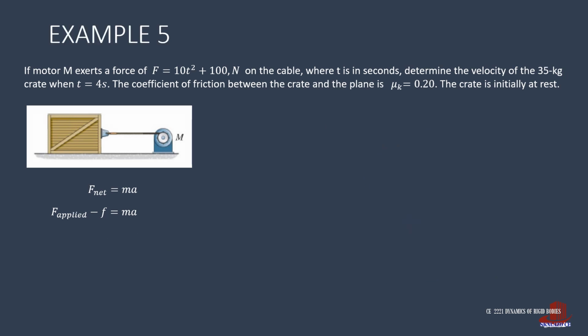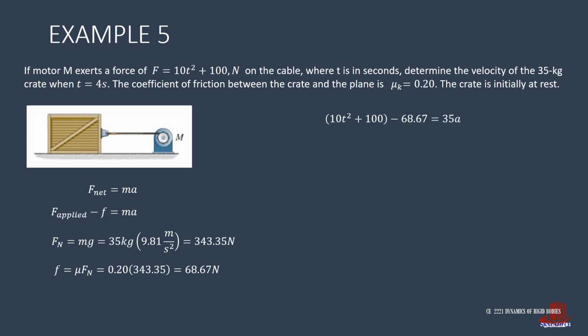With a similar example, check the change if the crate is heavier at 35 kilograms and the coefficient of friction is reduced to 0.2. The change in mass also changes the normal force as 35 times 9.81, which results to 343.35 newtons. Then friction is computed as 0.2 of the normal force, which is 68.67 newtons. The force equation is 10t squared plus 100 minus 68.67 is equal to 35a. Reduced to 10t squared plus 31.33 is equal to 35a.